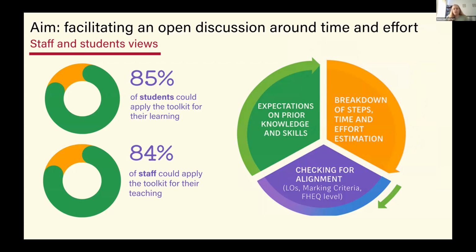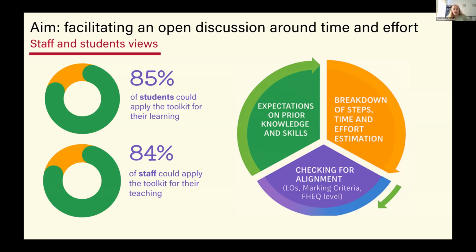Essentially, the toolkit supports 3 steps. The first step is establishing what prior knowledge and skills are going to be necessary to help tackle this particular assessment task. The second step is breaking the assessment task down into a set of sub-steps. For each, the student and the member of staff can think about the time and effort that would be required, not just overall, but for each of the sub-steps.